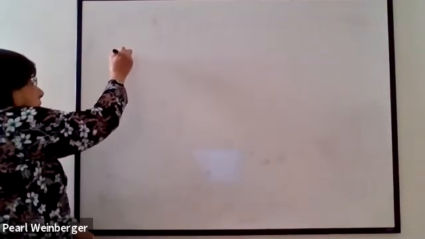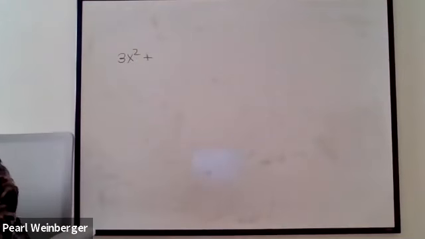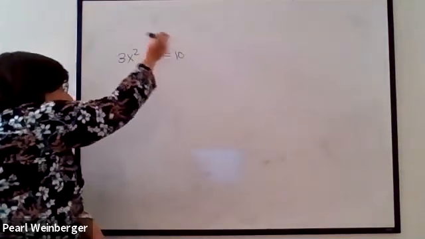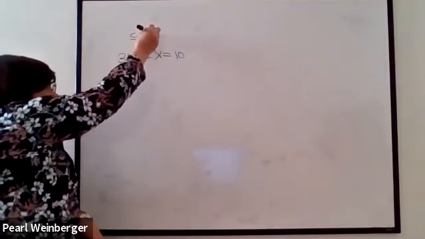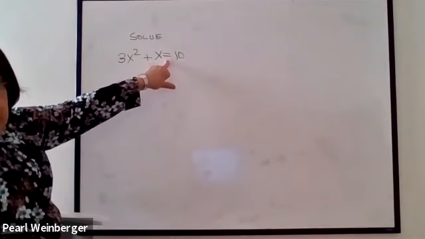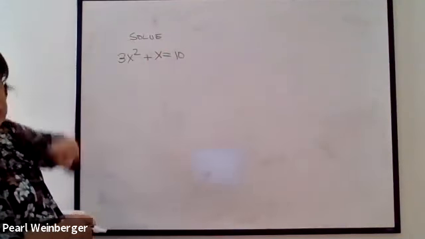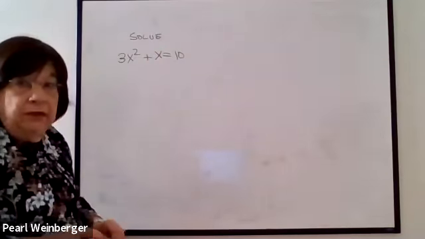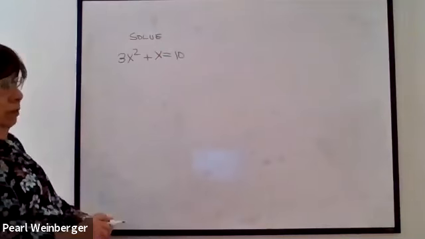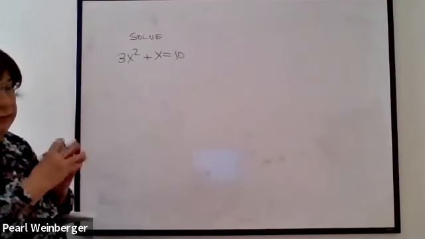Suppose I gave you this equation, 3x squared plus x equals 10. And I want to solve this equation. Okay, it's definitely an equation because I see an equal sign in it. And I know it's a quadratic equation because I see an exponent of 2. I have an exponent, and it means it's a quadratic equation. It's not a linear equation. Remember, we have to make that decision right at the beginning because the approach is so different.